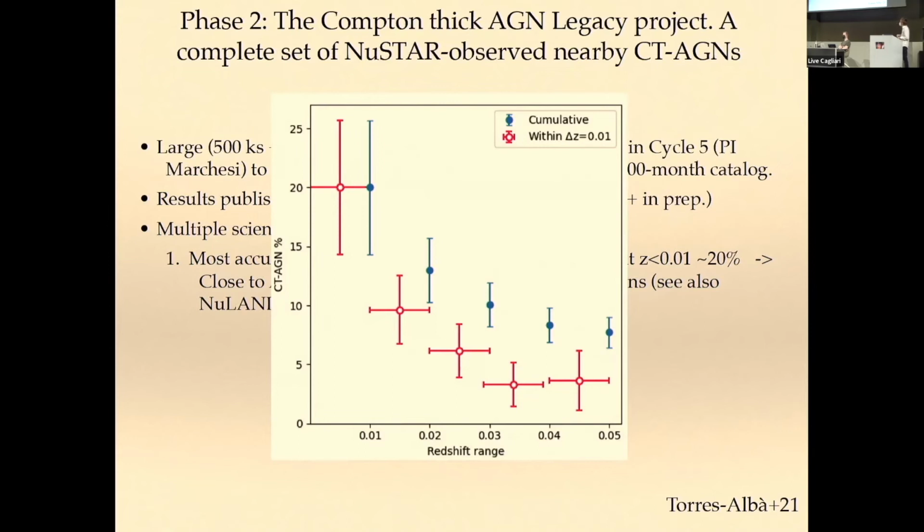But you can also see that even BAT, which is probably the best instrument for this type of analysis, becomes very strongly biased once you go even only at redshift 0.02, 0.03.